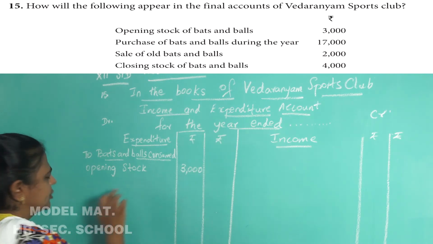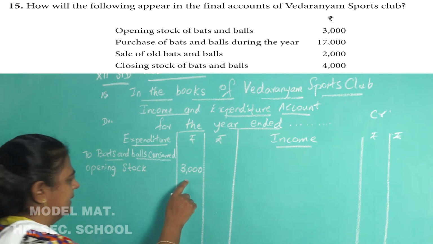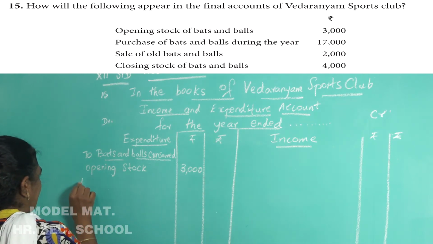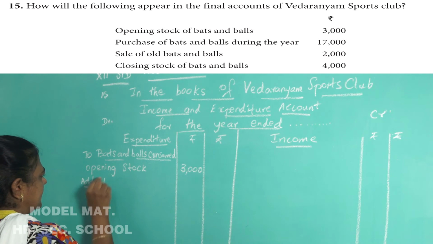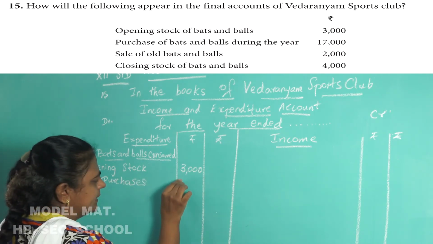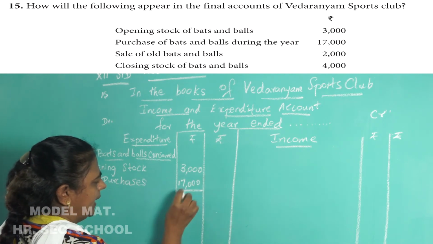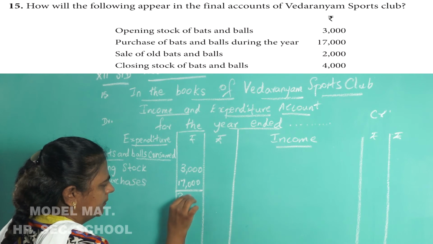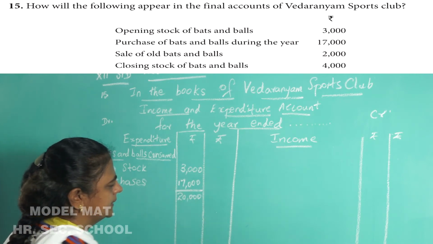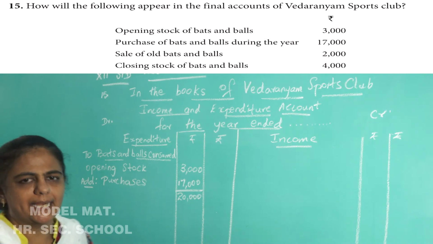With this opening stock, what you have to do? What is the purchase you made during the year? That should be added here. Okay. So, write here add purchases made during the year. Purchases, that is 17,000 bats and balls you have purchased. So, that you add, again put it in the inner column. Is it clear? Then closing stock is 4,000, but before that there is a sale of old bats and balls.